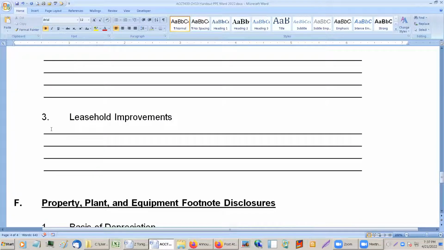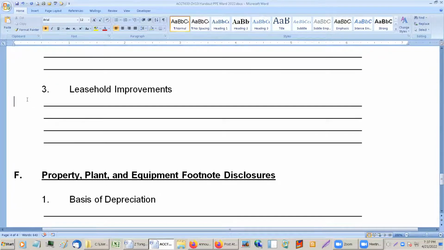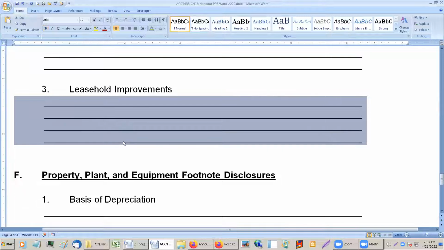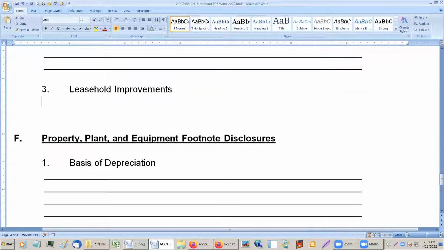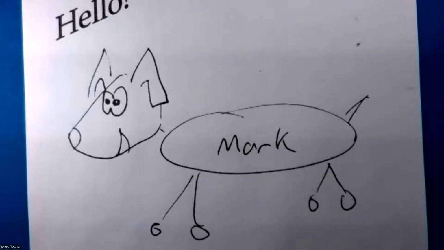And leasehold, let's just turn down to leasehold improvements, because these are actually a problem area. You know what, I'm going to do this on a piece of paper.